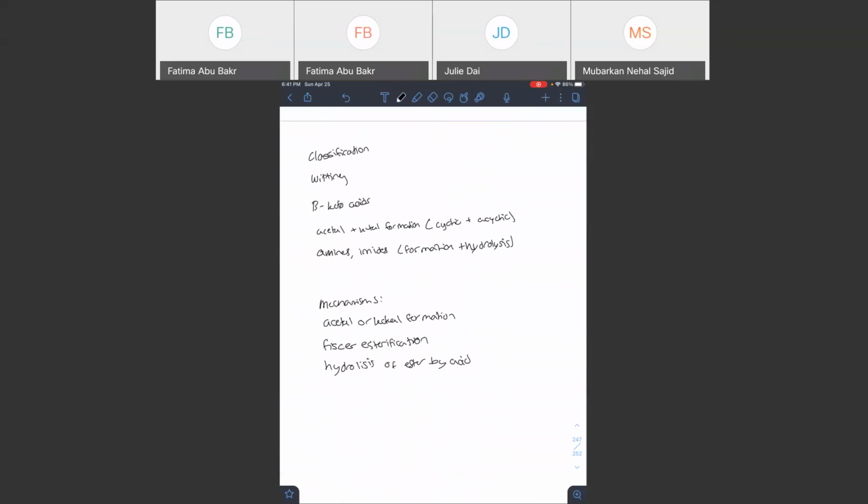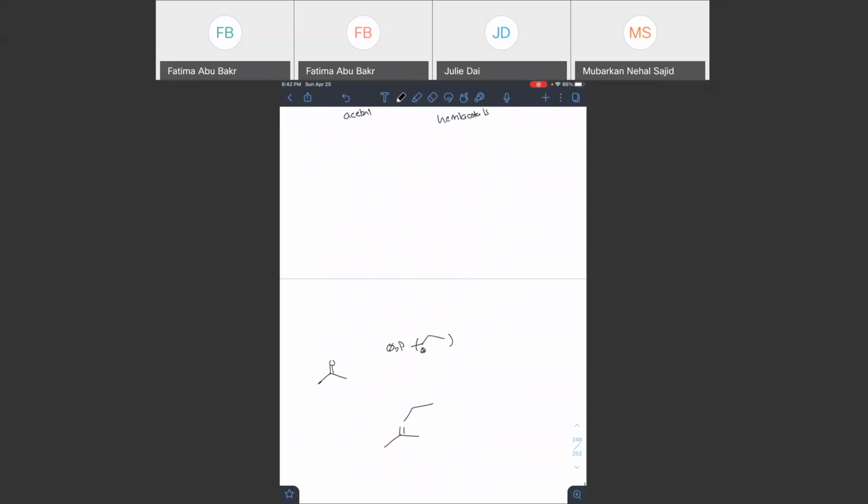So acetol and ketol formation. How does this even happen? So we've talked about the structure of acetols and ketols, but we also need to talk about how they form and then how they break, how they can be hydrolyzed.